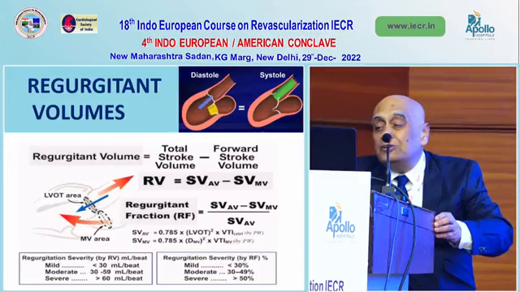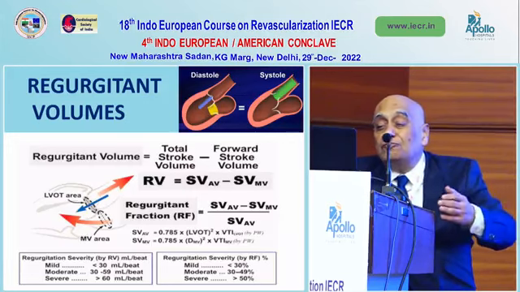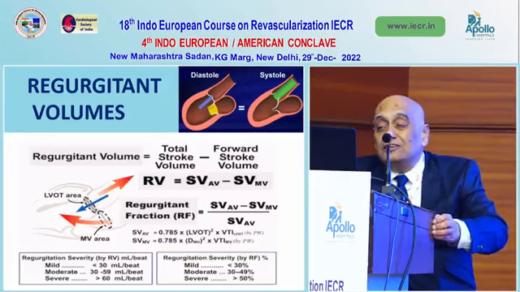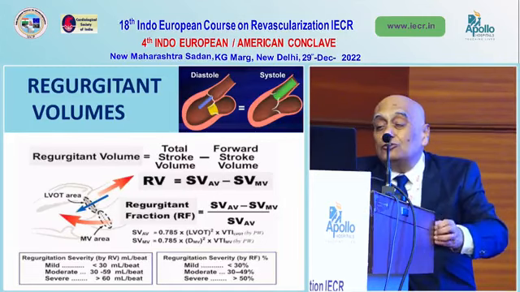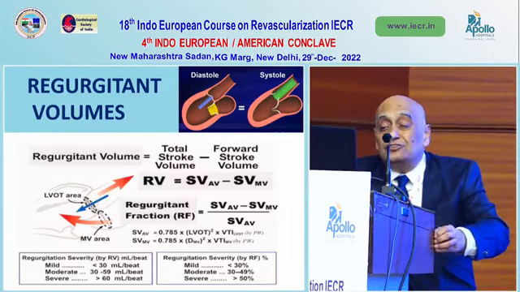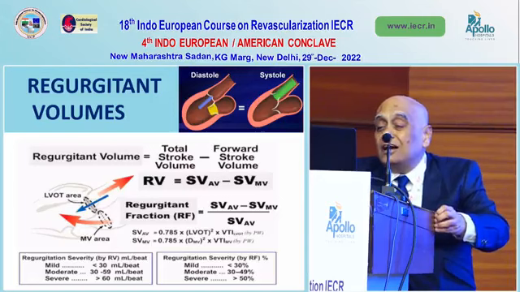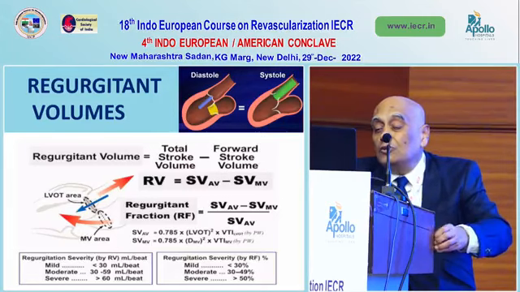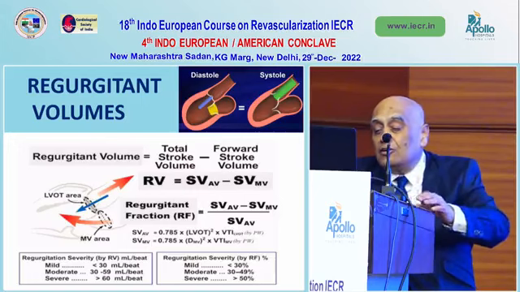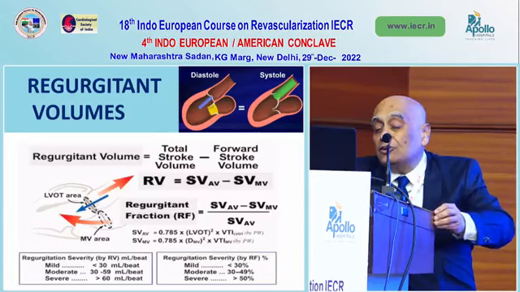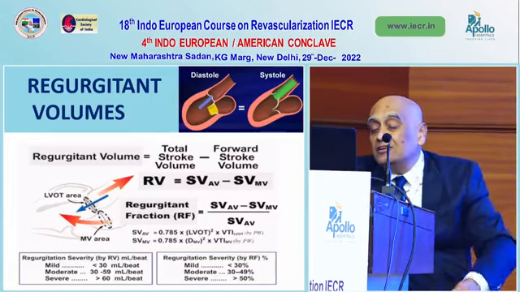Taking the basic principle that the flow across the regurgitant valve is called the total stroke volume, and the flow across the normal valve is called the forward stroke volume. So the regurgitant volume is the total stroke volume minus the forward stroke volume, and that divided by the total stroke volume gives you the regurgitant fraction. A regurgitant fraction of more than 50% is considered severe. A regurgitant volume of more than 60 ml is considered severe.